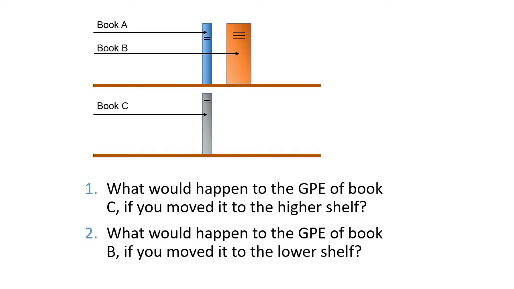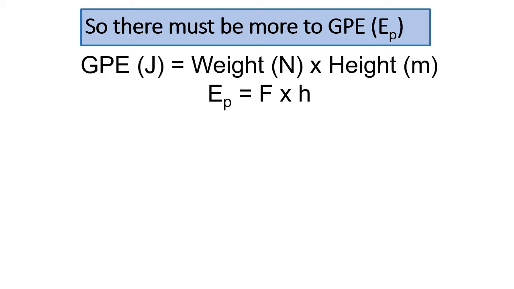Well done. Now discuss these two questions with your partner. Yes, well done. If you move book C to the upper shelf, then definitely it will gain gravitational potential energy because of the gain in height. And if you move book B down to the lower shelf, it will lose gravitational potential energy. So there must be more to gravitational potential energy. Gravitational potential energy depends on its weight and its height.